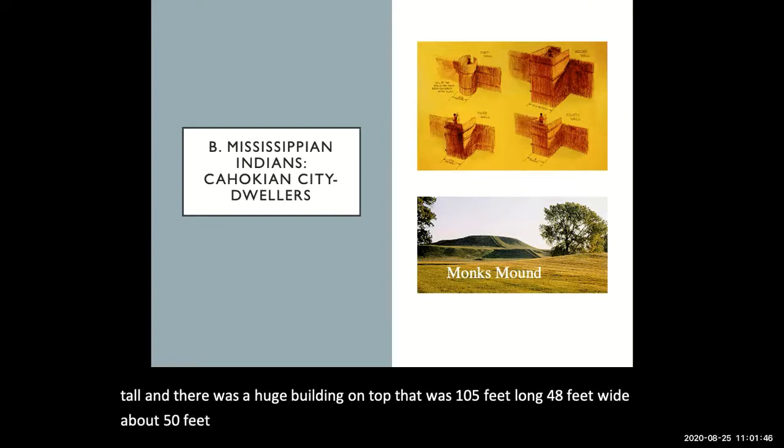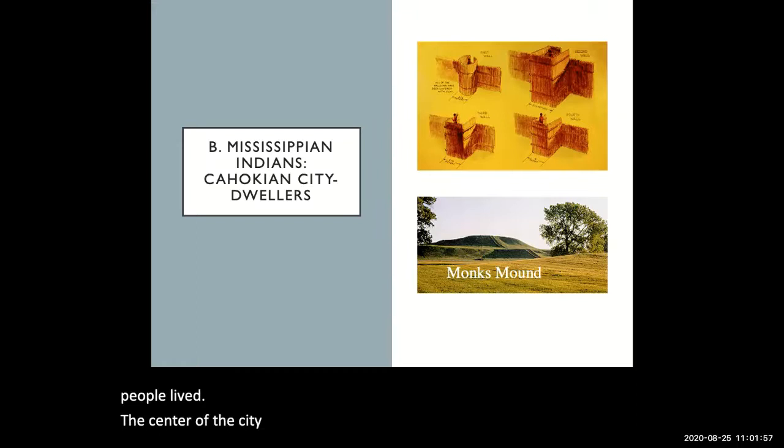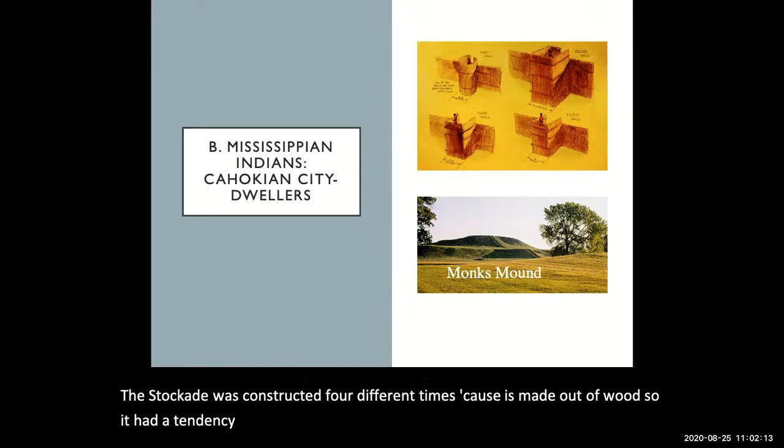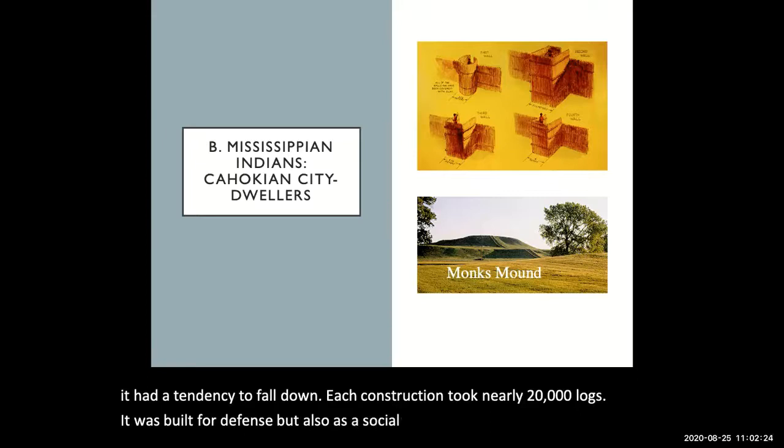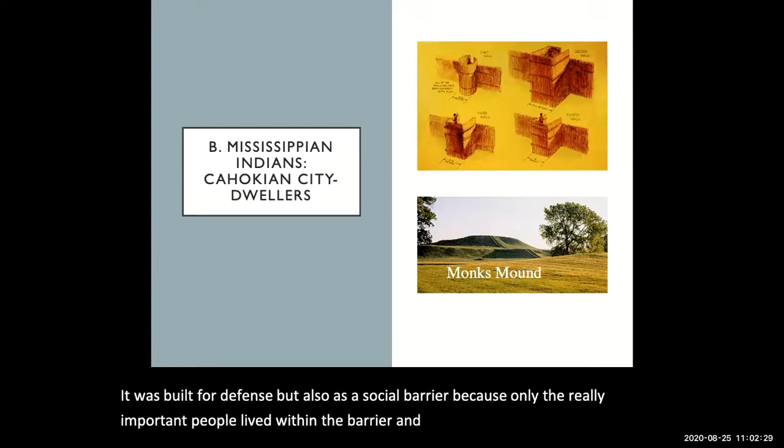the Mississippian people lived. The center of the city was surrounded by a 2-mile-long stockade, a wall of posts set in trenches with guard towers every 70 feet. The stockade was constructed 4 different times because it was made out of wood, so it had a tendency to fall down. Each construction took nearly 20,000 logs. It was built for defense, but also as a social barrier, because only the really important people lived within the barrier, and the farm fields and the sort of peasantry lived on the outside.